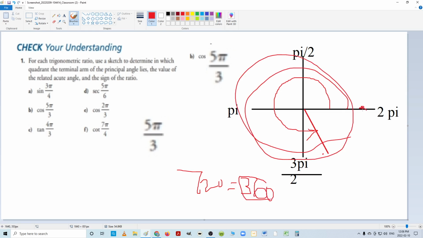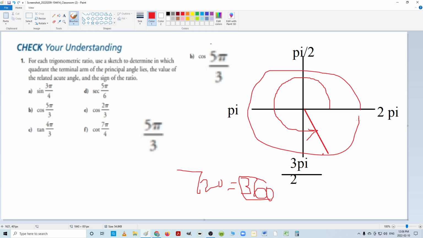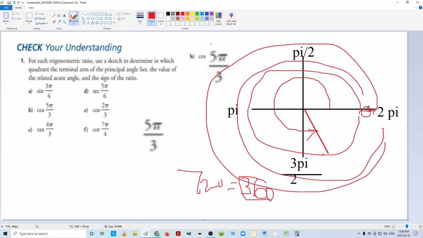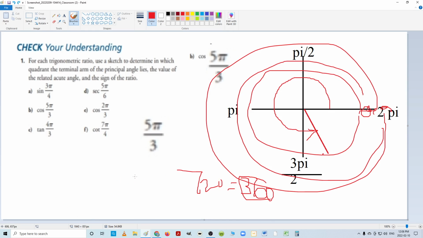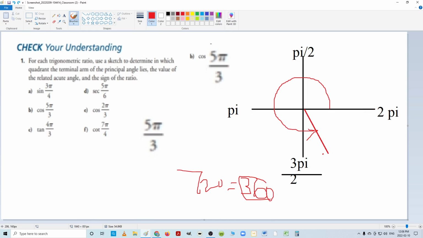If I go around a circle once, I end up here. If I go around twice, I end up at the same spot. It's coterminal. If I go another 360, I end up at the same spot. So I discover if I add 2 pi or 360 to any angle, I end up at the same spot. So that's important to realize. But let's just focus on our drawing. I'm done. I got my first drawing down. This angle, this principal angle, not coterminal, is 5 pi over 3.